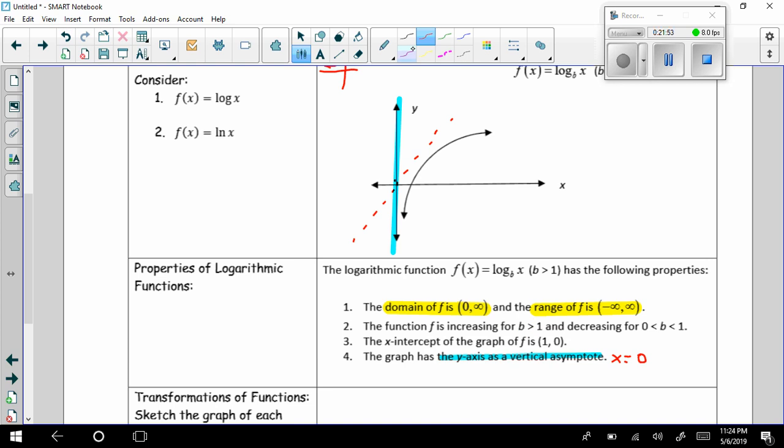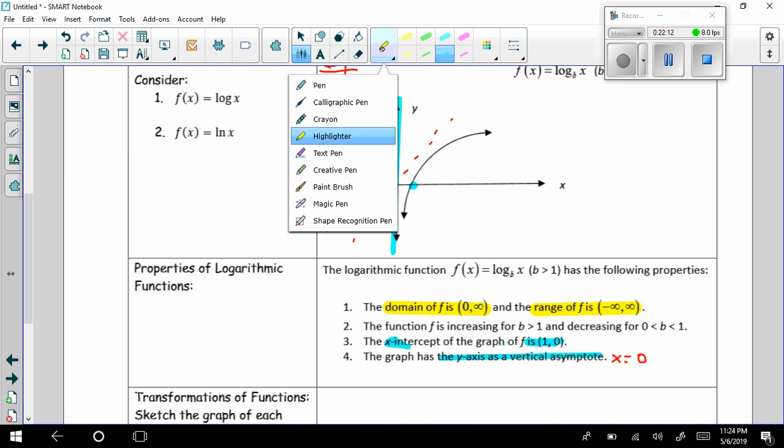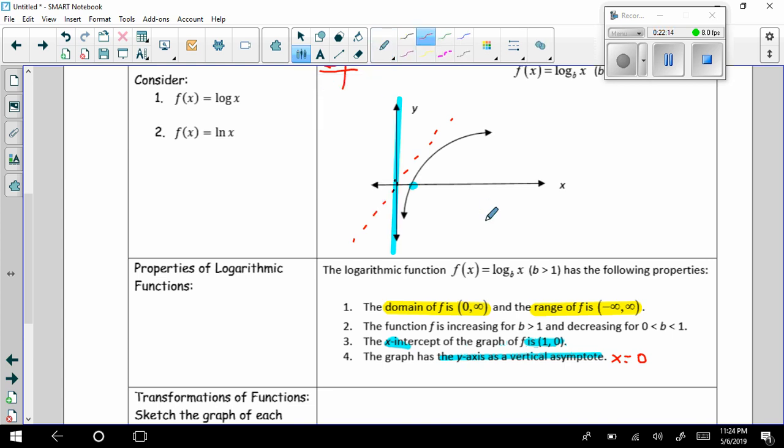Also, instead of a horizontal asymptote, we now have a vertical asymptote right here at the y-axis, which means that our vertical asymptote is x equals 0 instead of y equals 0. Our x-intercept instead of our y-intercept has flipped. So the x-intercept is 1, 0. So right here, this point here. The function is increasing for b is greater than 1 and decreasing between 0 and 1. That has not changed. So just keeping all that in mind, one thing to note, don't trust your calculator.